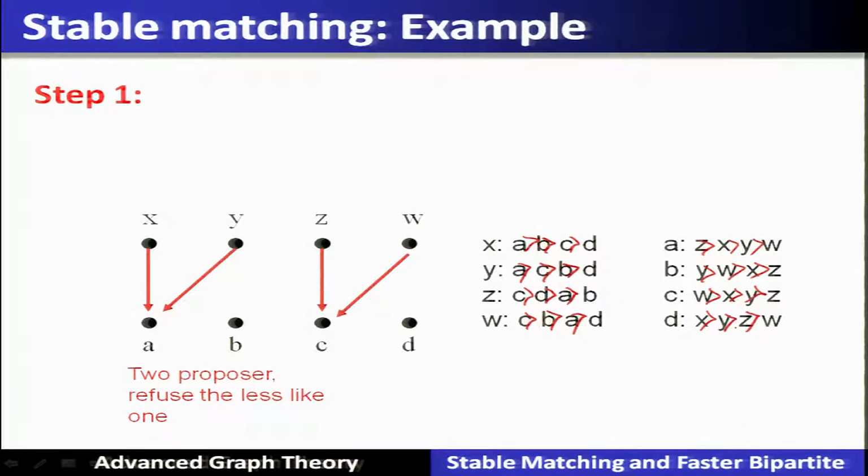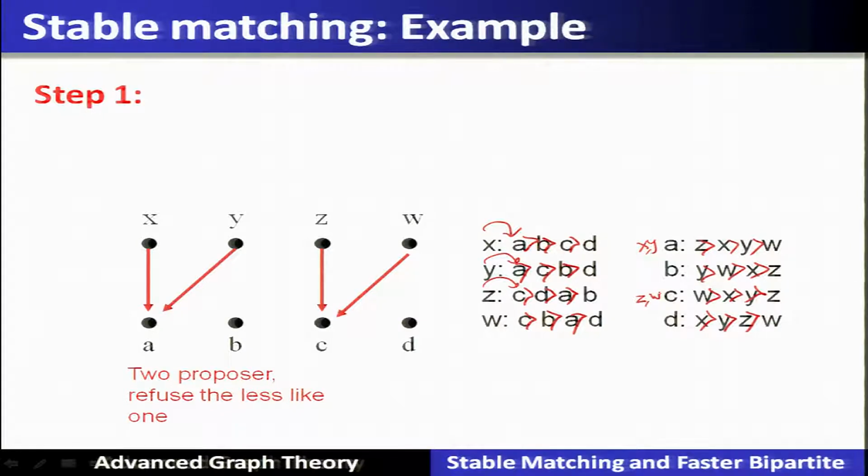Now, if we represent the first step, step number 1, every man will make a proposal to the highest ranked woman in his preference list. So X will send the proposal to A. Similarly, Y will send the proposal to A again. Z will send its proposal to C, and W will send the proposal to C again.